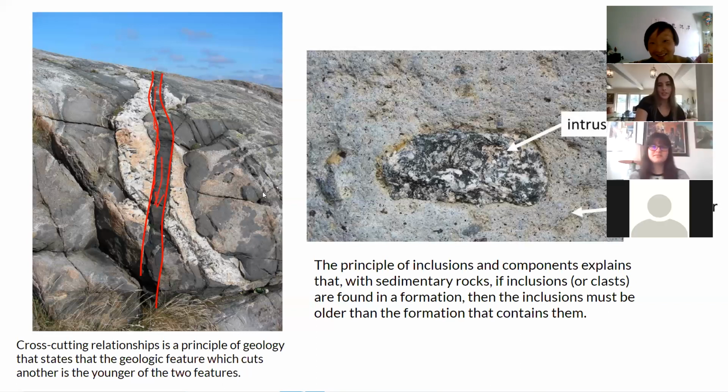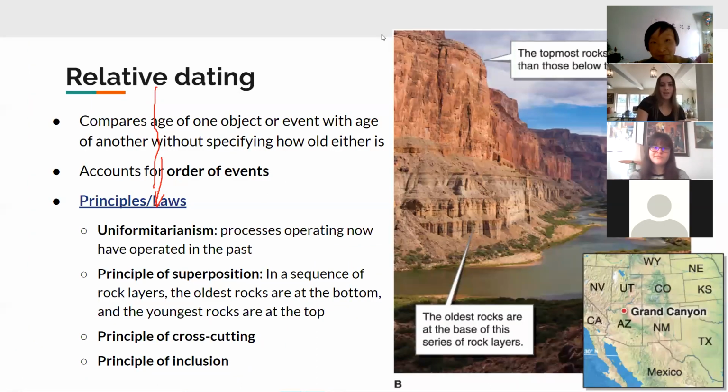I actually have a quick question. Yes? How does that happen, the cross-cutting? Like, where does that section come from? That is a very, very good question. Like I said, million years ago in Arizona, at the Grand Canyon, we have volcanoes, right?